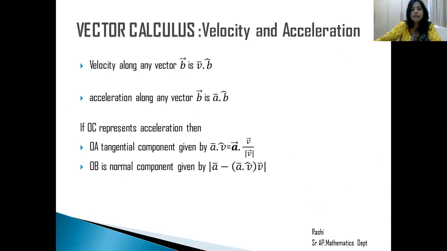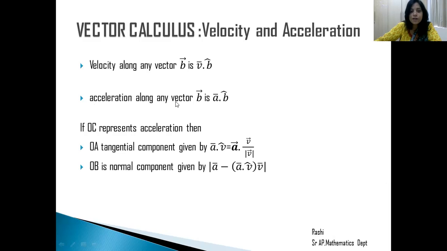So velocity along any vector v is given by v dot b cap. Now what is this b cap? B cap is a unit vector. How to get the unit vector? Unit vector is obtained by vector divided by its magnitude. How to do that? We will see in the questions.